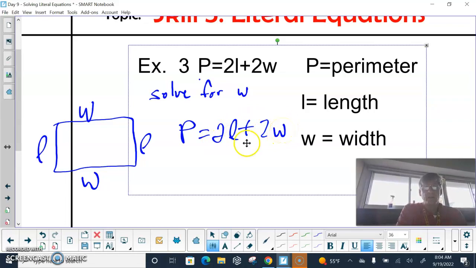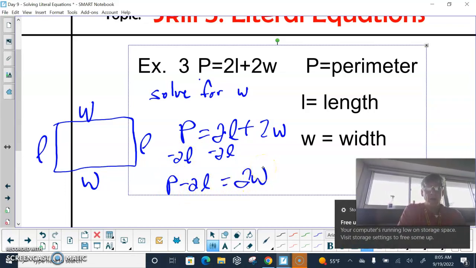So, just like before, now I have a plus in here, and I have a times, right? So remember, I'm going to minus this off first. I'm going to take away this 2L. P minus 2L is 2W. And now I want W by itself, so I'm going to divide this whole thing by 2. Those are gone. And that's it. W is perimeter minus 2 times the length.